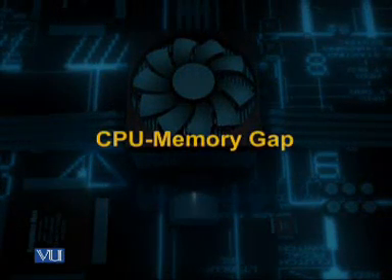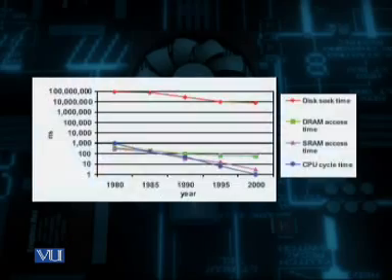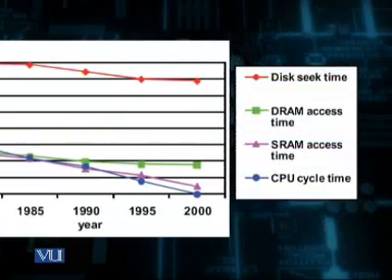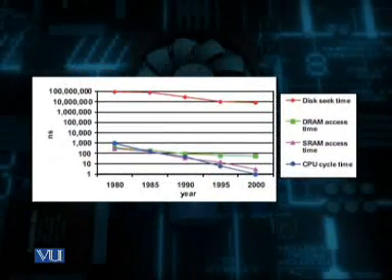This can be observed from this graph, where you can see that the reduction in time from 1980 up to 2000 in the speed of the disk, or in the seek time of the disk, is very small as compared to the decrease in the access time for the dynamic RAM and the static RAM shown over here.